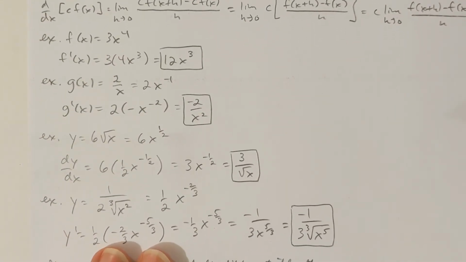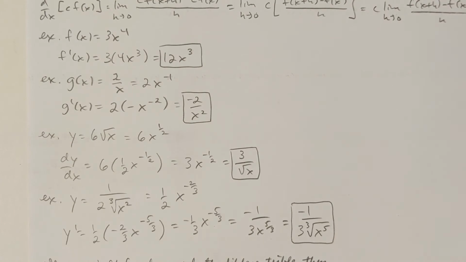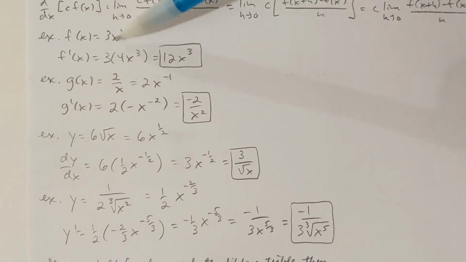All right, so let's take a look at some more examples. Suppose that we have the function f of x equals 3x to the 4th. Well, f prime of x would be, 3 is a constant, so I just leave that constant alone and differentiate x to the 4th. Use the power rule, bring the power down, reduce the power by 1. 3 times 4 is 12. 12x cubed would be my answer.